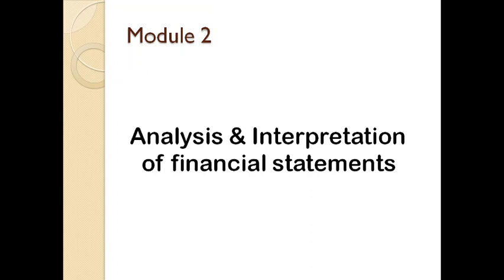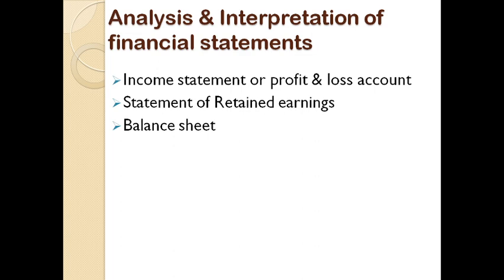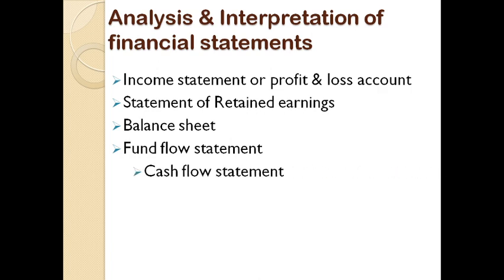Next, what is meant by financial statement? Financial statements or final accounts are the summaries of financial accounts prepared periodically by a business. These are the end products of financial accounting. Financial statements include the preparation of the following statements. First one, income statement or profit and loss account. Next, statement of retained earnings or statement of changes in owner's equity. Next, balance sheet, otherwise known as position statement. Next, fund flow statement and cash flow statement. We will discuss each and every topic in detail in the coming sessions.